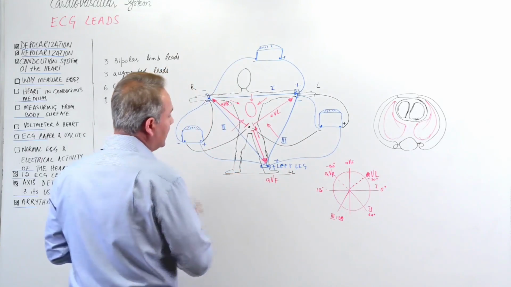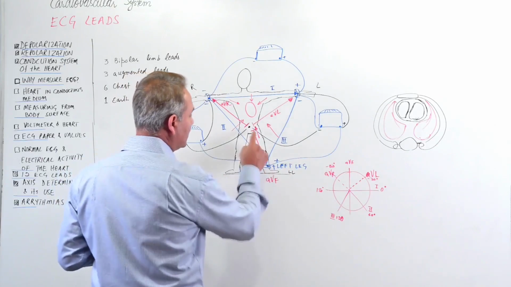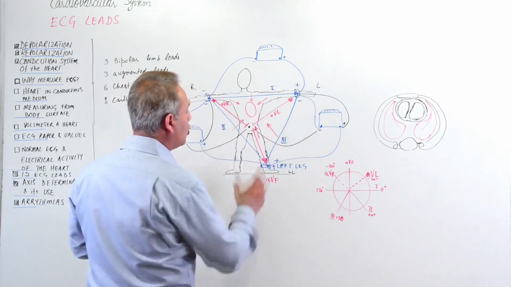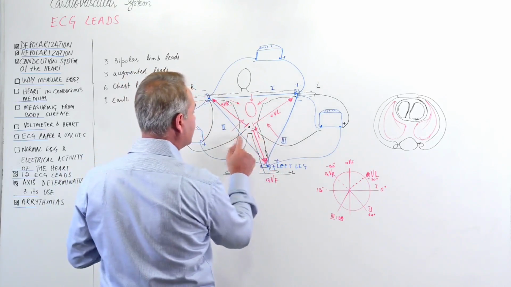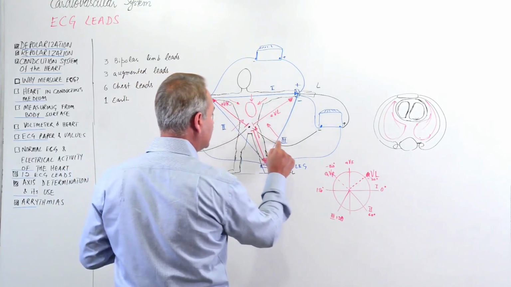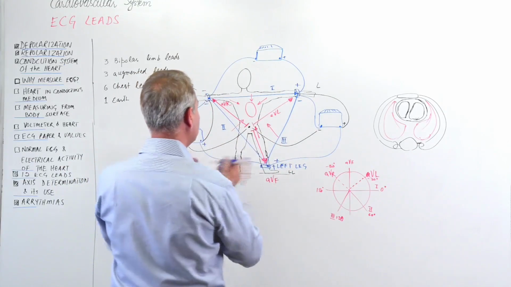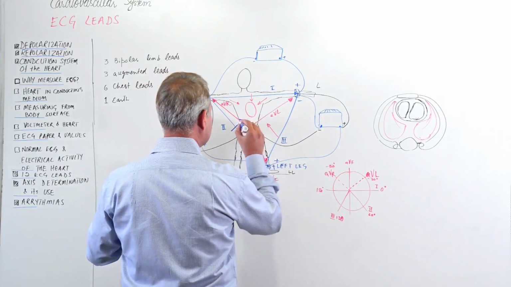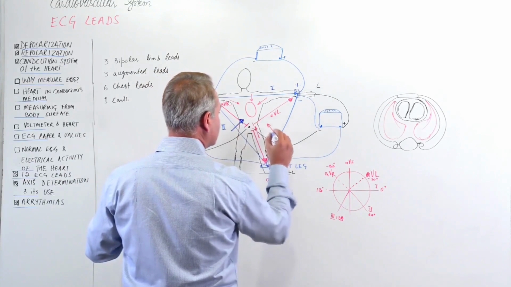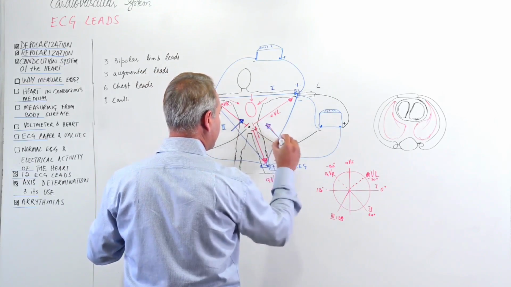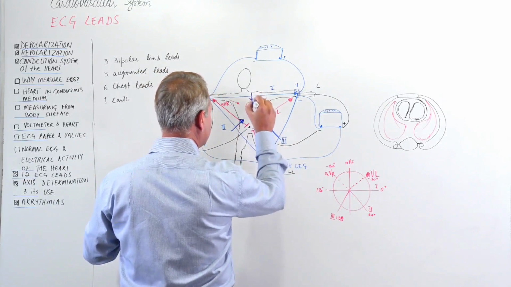Okay, how about the AVF, the foot lead? It is looking at the inferior. Who else is looking at the inferior? Lead number 2 and lead number 3. Let me make those in blue arrows. This is lead 2, this is lead 3, this is lead 1.